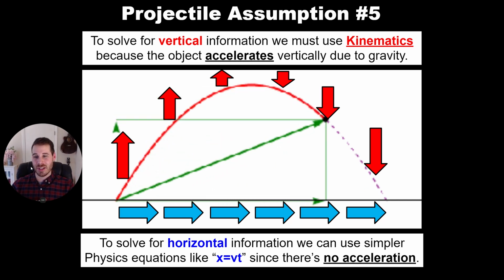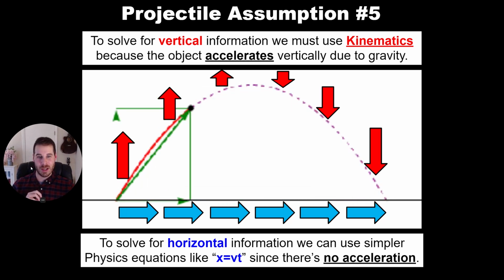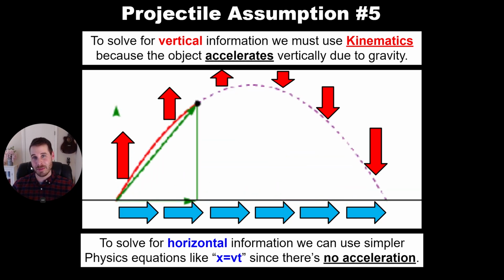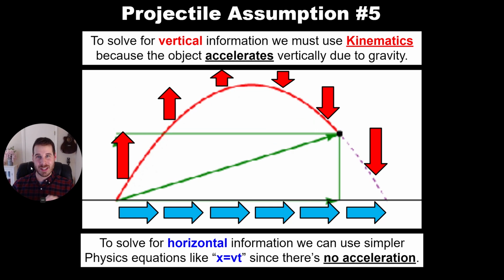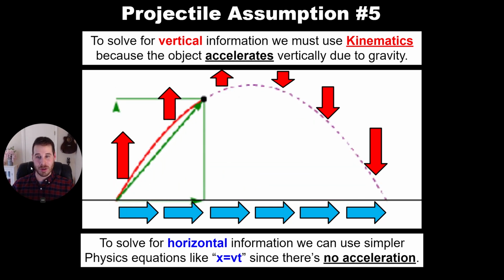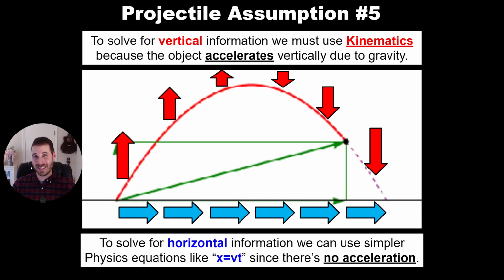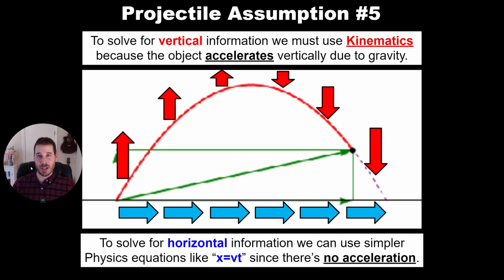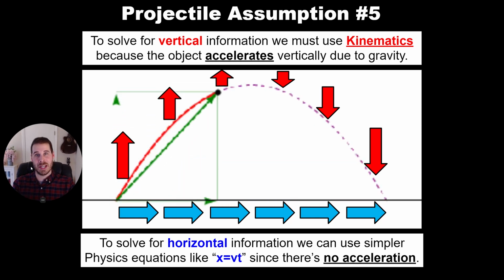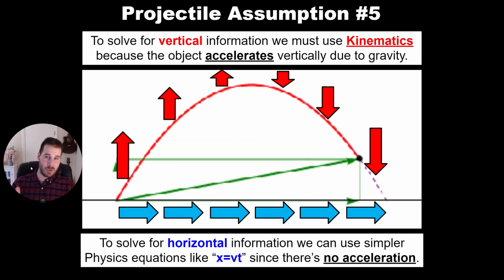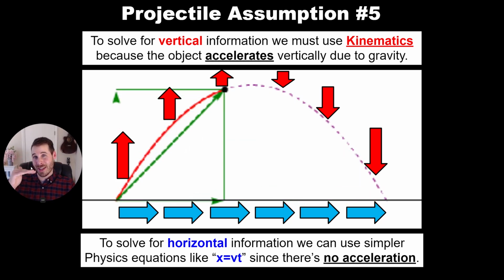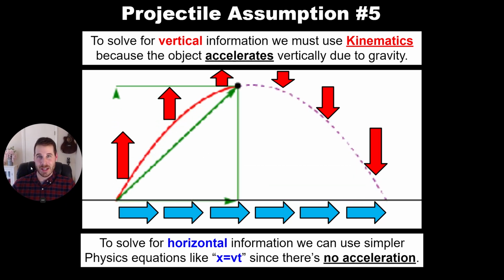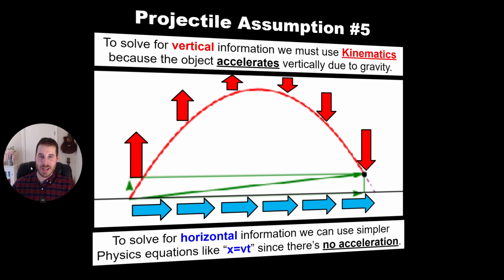But on the bottom it says, to solve for horizontal information, we can use simpler physics equations, such as displacement equals velocity times time, since there is no acceleration happening. In other words, when the speed is constant, that's pretty simple physics, so we don't need to use complicated equations. We can just use distance equals velocity times time. So these two dimensions, the up and down and the left and right, are going to be treated a little bit differently because they have different amounts of complexity. So there's your 5 projectile assumptions.